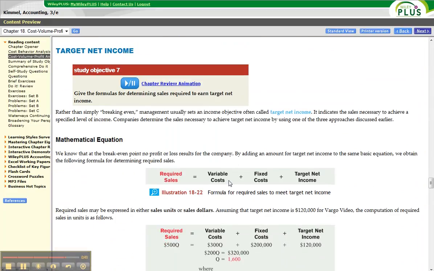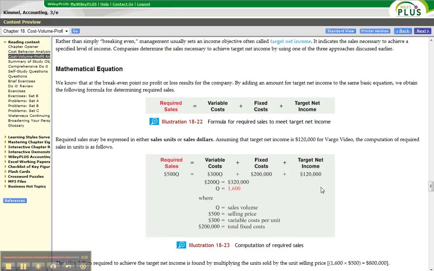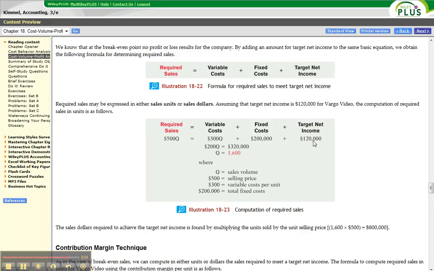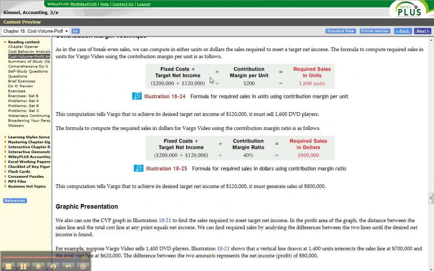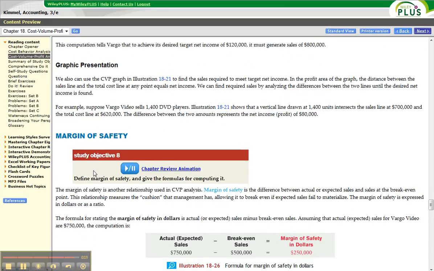Target net income uses the exact same two equations we use for break-even point, but we just add on some target profit. So this is a calculation companies will use when they want to see how much they have to sell in order to achieve a target profit level. So mathematically, you just add in the target profit you want and solve it the same way. You need 1,600 units to achieve that level of profit. Using the contribution margin method, you add the target net income to your fixed costs, and you get the same answer in units and in dollars. I'll talk about margin of safety next.